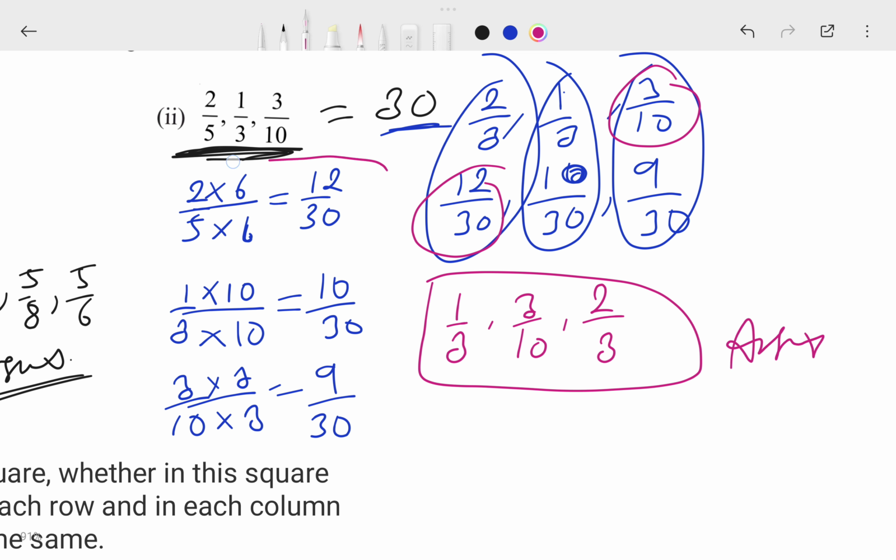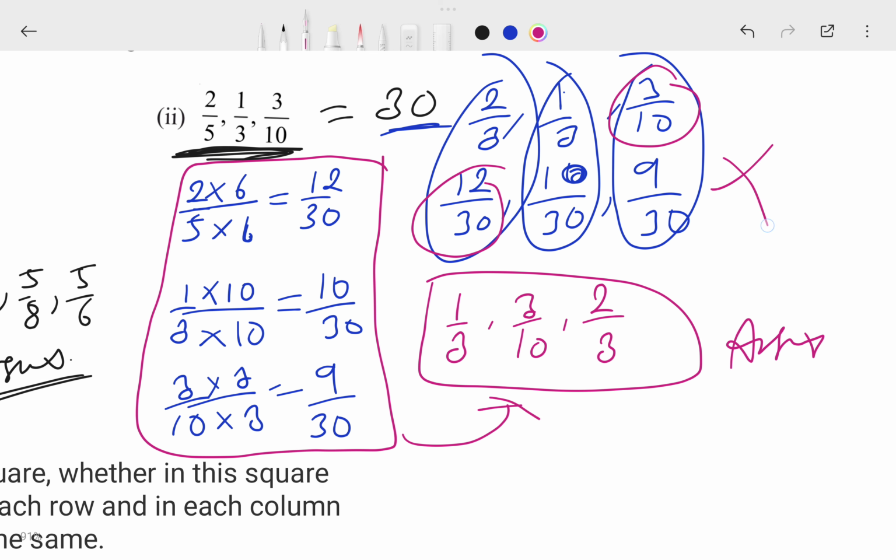You can write this one and then this one. No need to write this. We can write this one and this one, that's enough. Is it clear to you? If you have any doubt in this, you can tell. What I do here: if the denominators are not the same, we first make the denominators the same, like 30, 30 and 30. Then we will see which is smaller and which is greater.